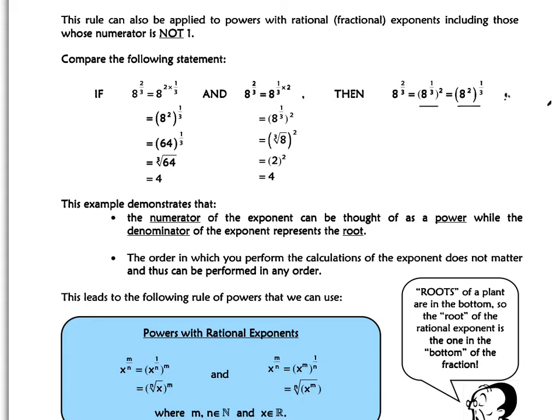The order in which you perform the calculations doesn't matter, but typically, if you're doing mental math, it's easier to make it smaller first and then the larger part. So it's easier to root it first and then do whatever the numerator is after. Okay?